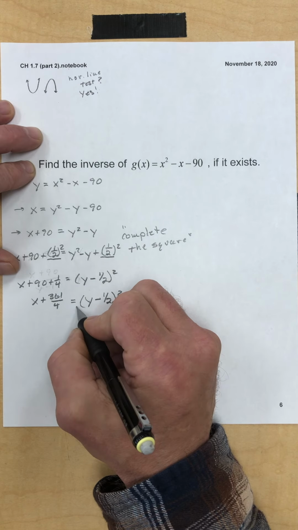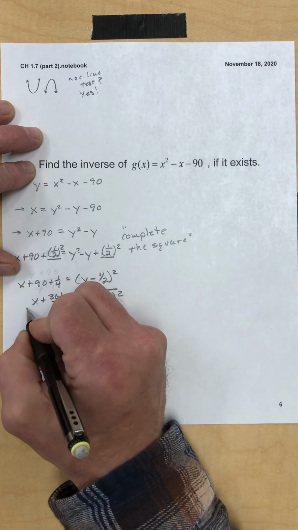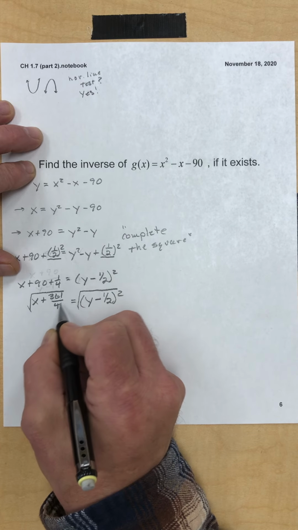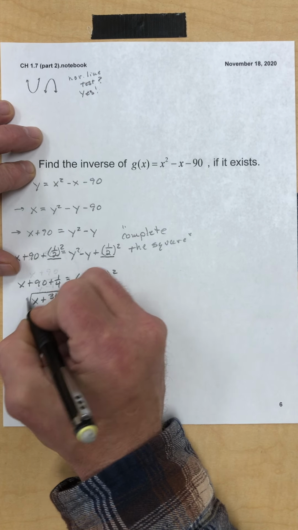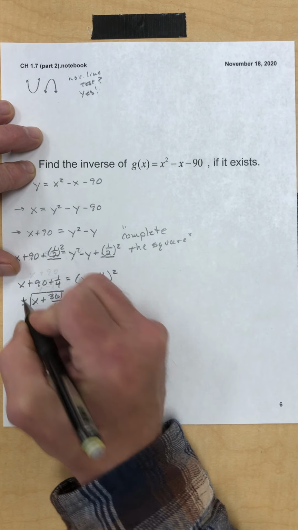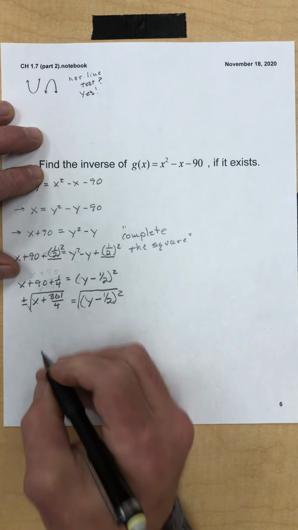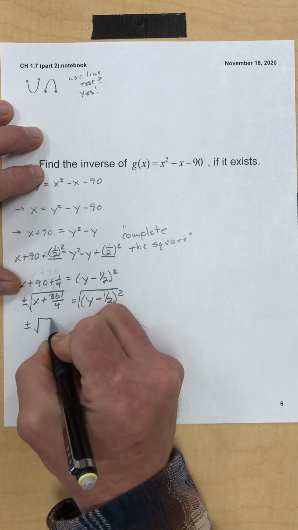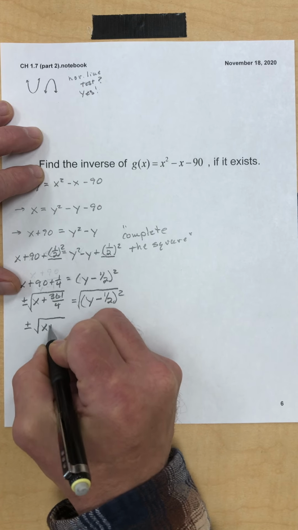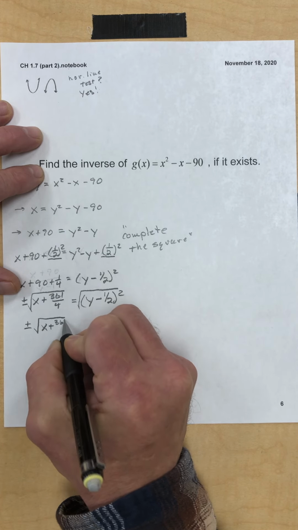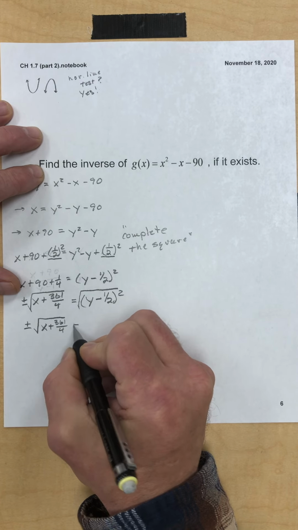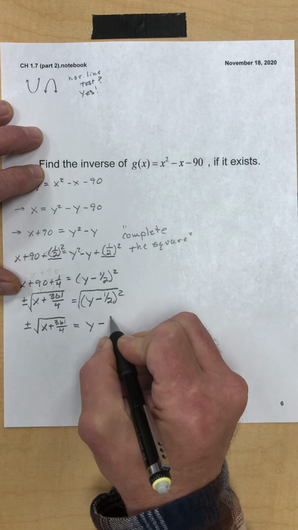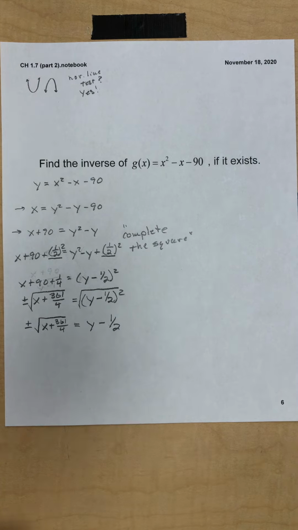Okay, so we take the square roots of both sides, and obviously over here this is some number, so every positive number has 2 square roots. Okay, so we get plus or minus this guy, x plus 361/4 equals y minus 1/2, like that.